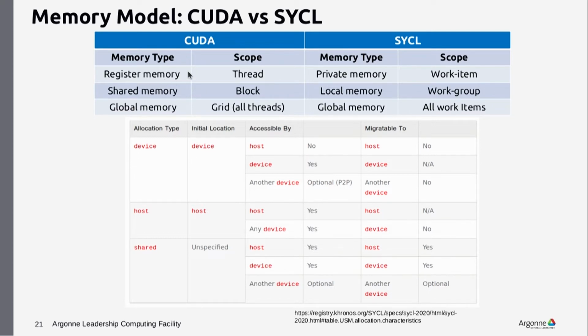In CUDA, you have register memory, which is particularly local to a thread. It's private to a thread. Shared memory is just all the subset of threads use it. And global memory is just the device memory, right? So you have the same equivalence in SYCL and exact same scope. So this table shows you that.